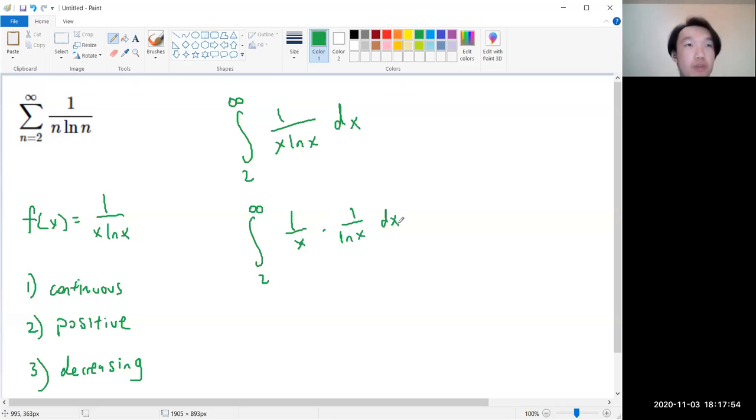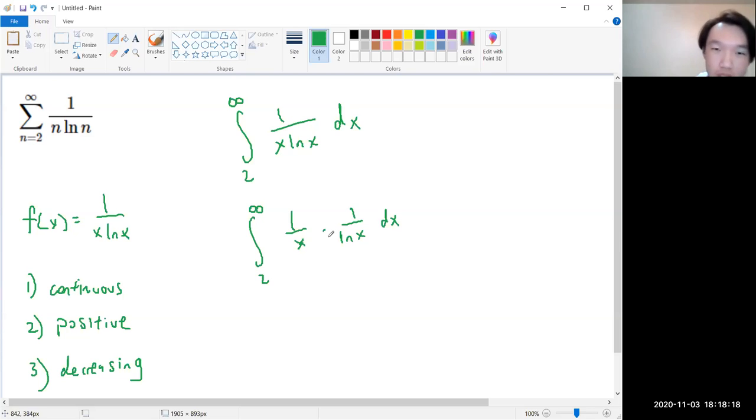Integration by parts. I think there's a better option. But yeah, no, we don't need to use integration by parts. There is a better option here.